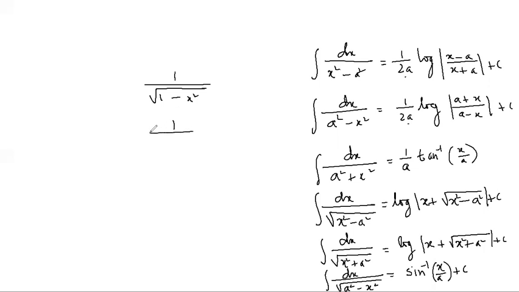You know 1 upon 1 plus x square is the tan inverse derivative. So a square plus x square will be in tan inverse. A square minus x square with the root will be sine inverse.